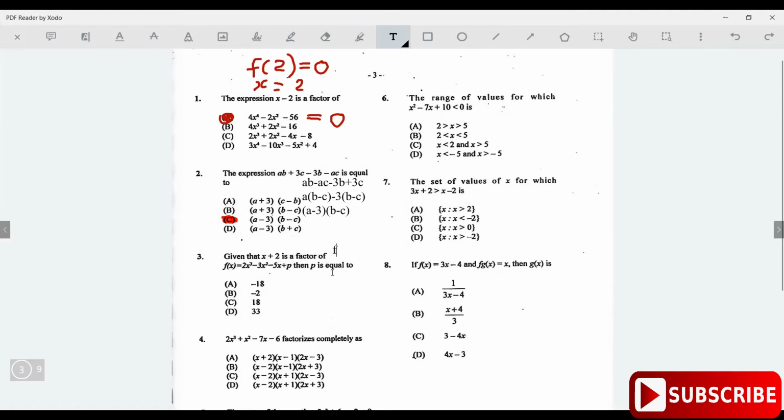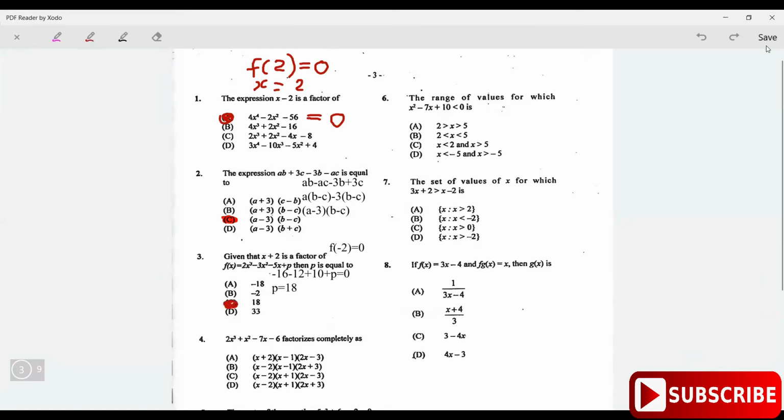is 0. If x plus 2 is a factor, then f of minus 2 is equal to 0. So we're going to plug in minus 2 in here. Minus 2 cubed is minus 8. Minus 8 times 2 is minus 16. Minus 2 squared is 4. 4 times 3 is minus 12. Minus 2 times minus 5 is positive 10. Plus p equals 0. So solving for p, bring over everything to the other side. 16 plus 12 minus 10 is 18. So p equals 18.